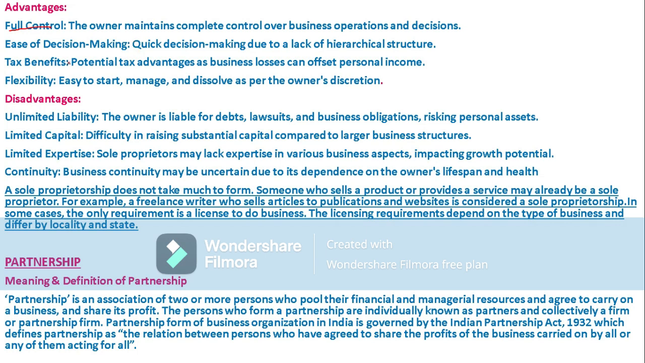Next one is tax benefits, meaning potential tax advantages, as business losses can offset personal income. Sometimes if the business undergoes losses, they can gain tax advantages. Now coming to flexibility: it is easy to start, manage and dissolve as per the owner's discretion. Flexibility means easily changeable. According to the situation and our convenience, we can change the business, or we can start the business, manage the business, and dissolve the business.